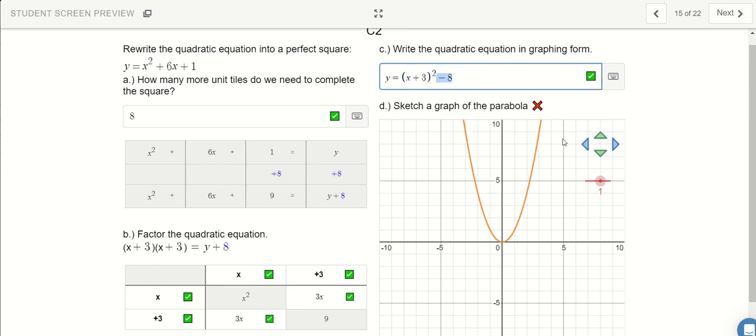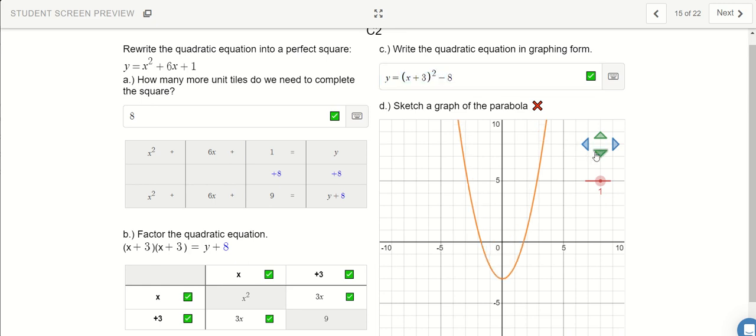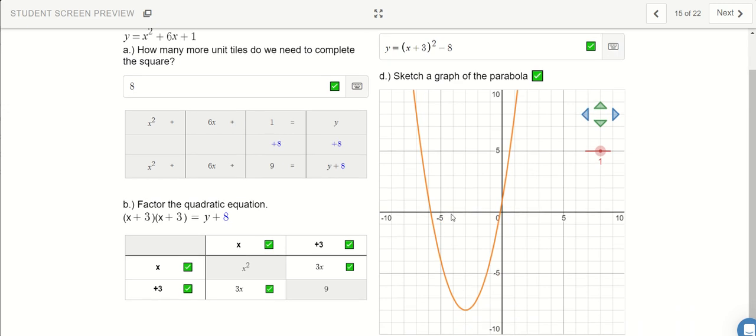Again, it's shifting down 8. So 1, 2, 3, 4, 5, 6, 7, 8. It's also shifted to the, again, plus 3 means left 3. 1, 2, 3. Again, inverted controls.